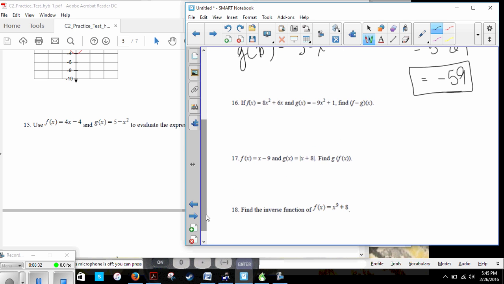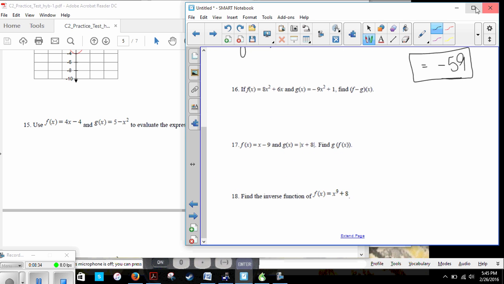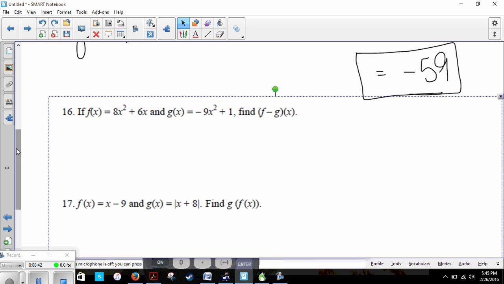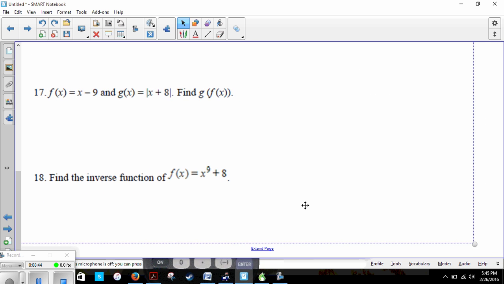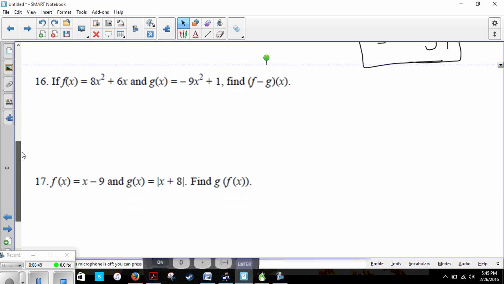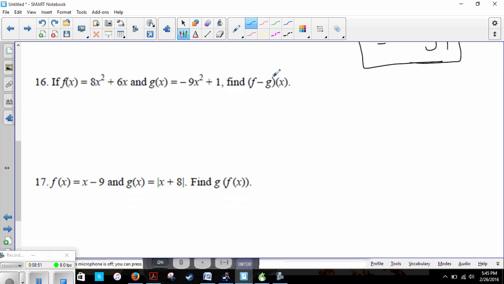For number 16, we want to do our subtraction, and we don't have any value to plug in. So all I need to do is actually find the new expression. I want f minus g, so 8x squared plus 6x minus, put this in parentheses, a negative 9x squared plus 1. The parentheses are important because you're not just subtracting the negative 9x squared, but this whole expression.